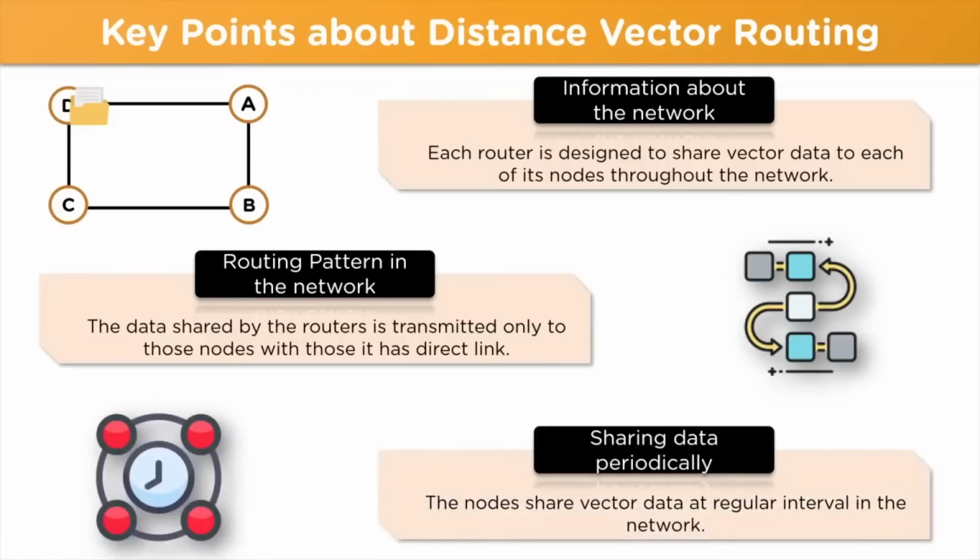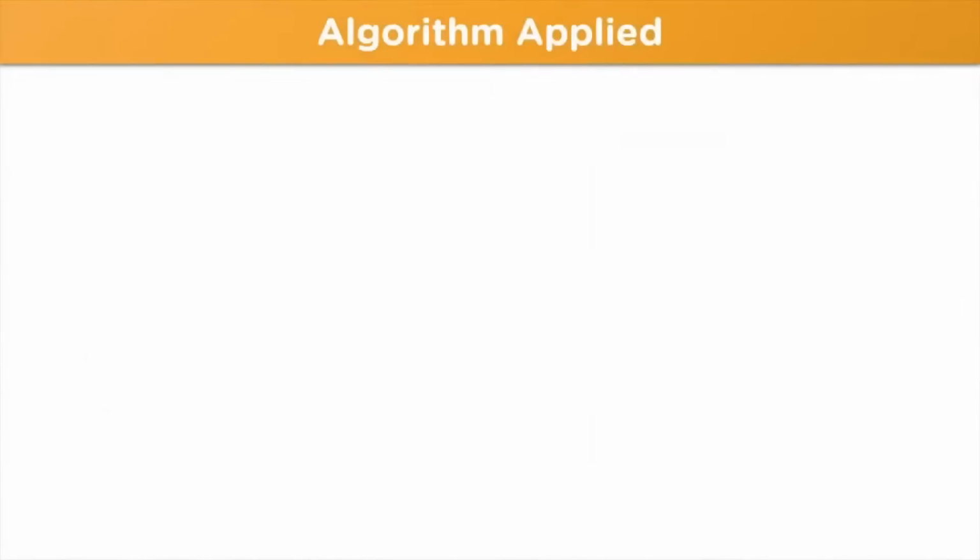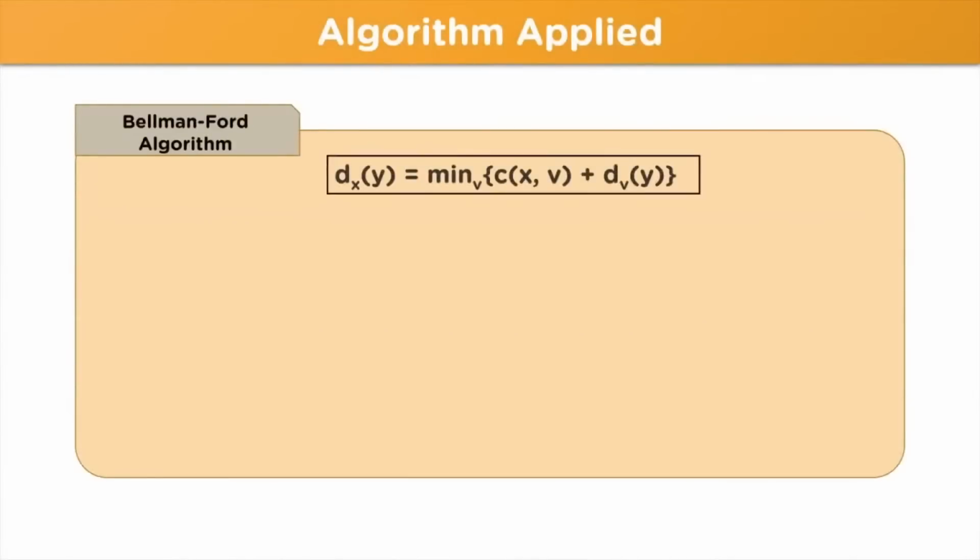The last key point is that the routing protocol is designed in a manner that it shares the updated vector data periodically across the network channel. Now let's move on to the next heading, that is the algorithm used in the protocol. The algorithm used in this protocol is termed the Bellman-Ford algorithm.